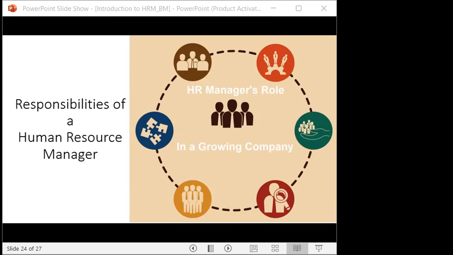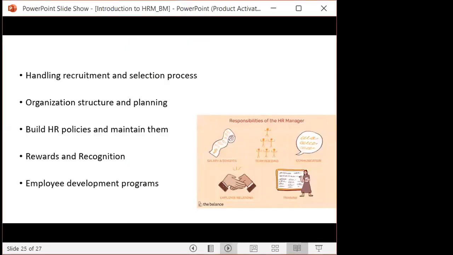So here I have identified several main responsibilities that an HR manager is handling. We've talked about recruitment and selection as a main HR function. So handling the recruitment and selection process is one of the main responsibilities of the HR manager.